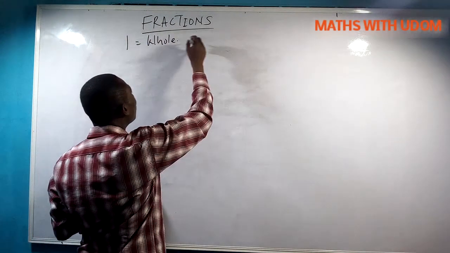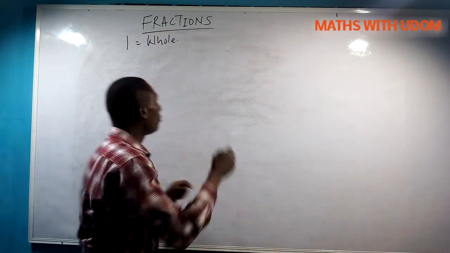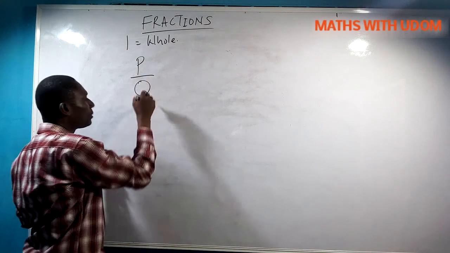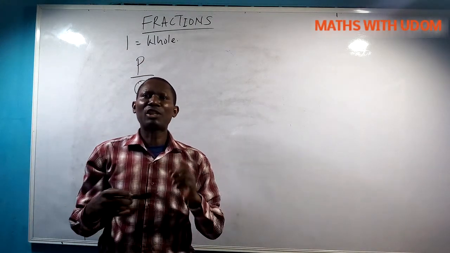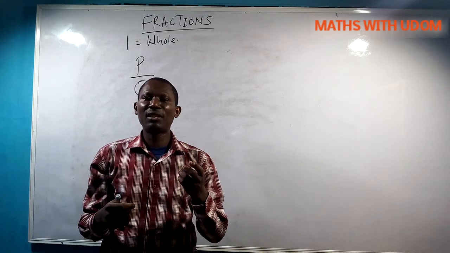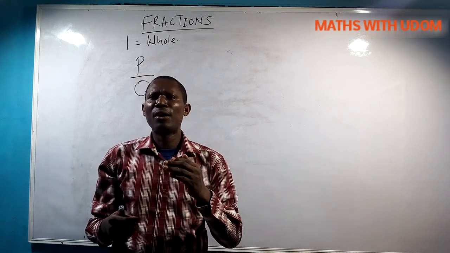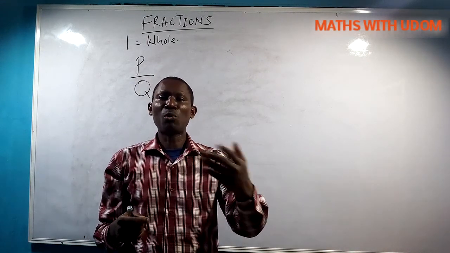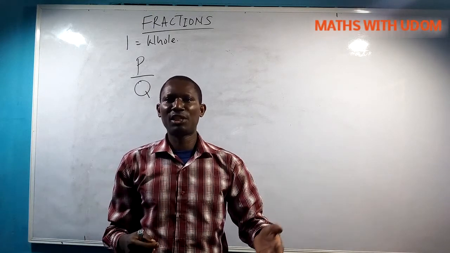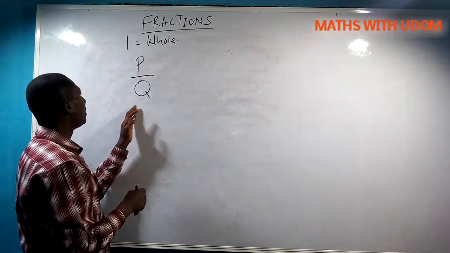Okay? So if you have P divided by Q, a fraction is also the ratio of two numbers. When we say two numbers, we are looking at whole numbers. They are integers. When we say whole numbers, it means integers. Okay? Whole numbers mean integers.